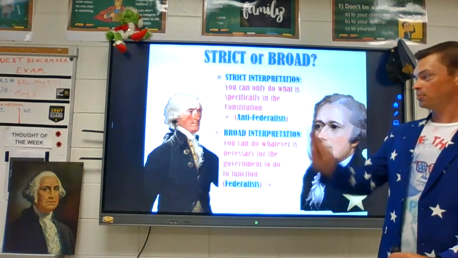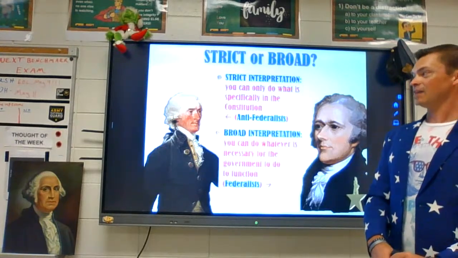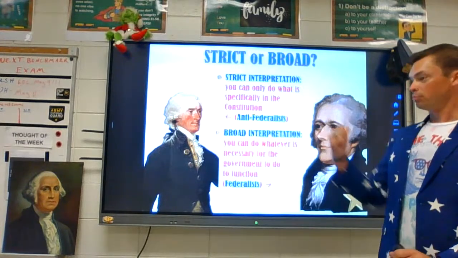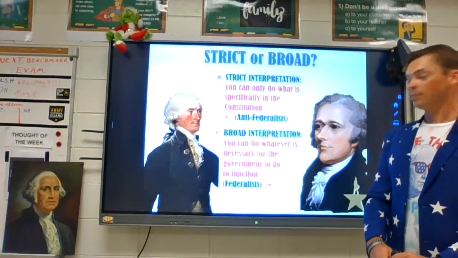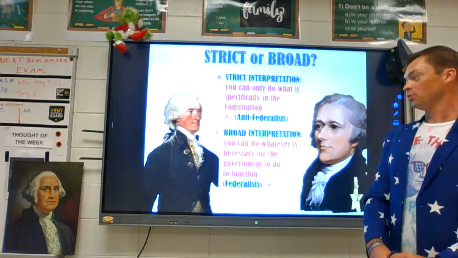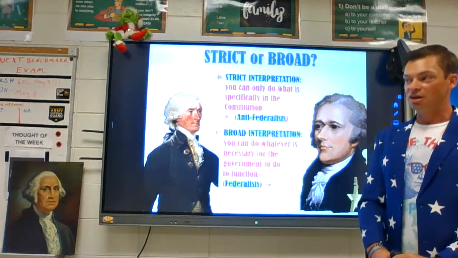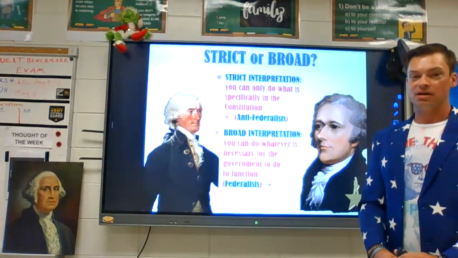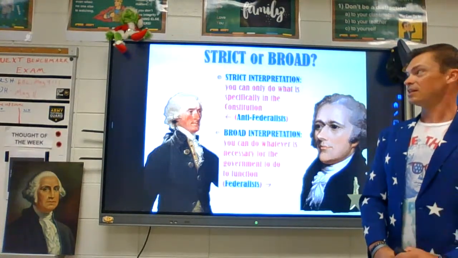So the strict interpretation belongs to Jefferson and the Anti-Federalists. You can only do what is specifically in the Constitution. The broad interpretation belongs to Hamilton and the Federalists. You can do whatever is necessary for the government to function. So that's a pretty good one slide right there to sum up Federalists versus Anti-Federalists.